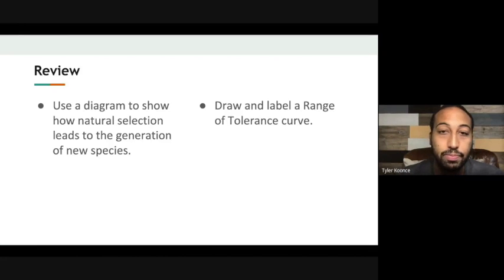Here we go. So, first, a couple of things to review. Obviously, it's a little hard to do this in Edpuzzle because I can't have you draw, but it's okay. I want you to think of these two things in your mind. So one, using a diagram to show how natural selection leads to the generation of new species. And two, draw and label a range of tolerance curve.